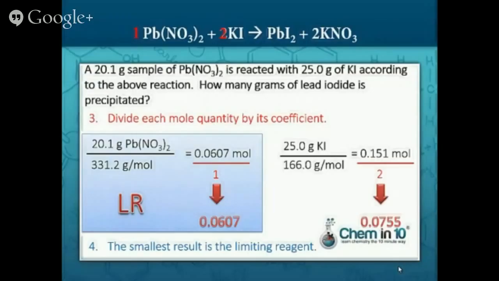We're now going to use lead 2 nitrate to solve for how many grams of lead iodide is precipitated, because once all the lead nitrate is used up, the reaction is finished. We'll have leftover potassium iodide.